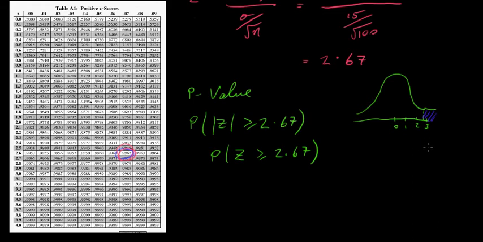Now, when we look up 2.67, 2.67 is a positive number. We have a positive number table here. There are tables, I think, that give you negative numbers as well, but I just have a positive table here. So this table will give us the probability of being less than 2.67. So if we look up 2.6 and 0.07, we look up this number.